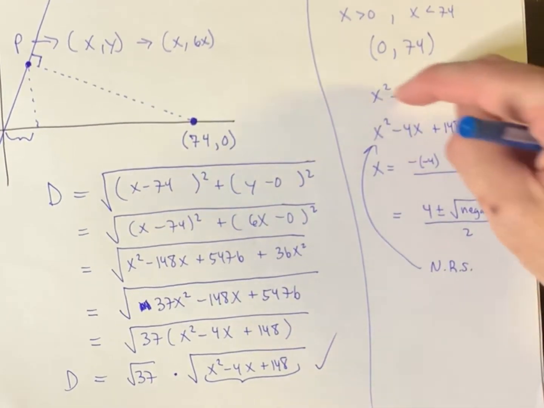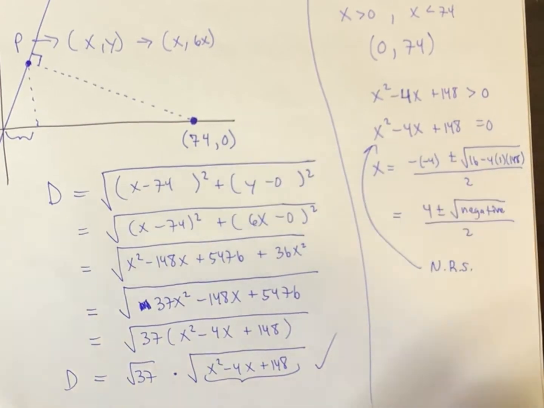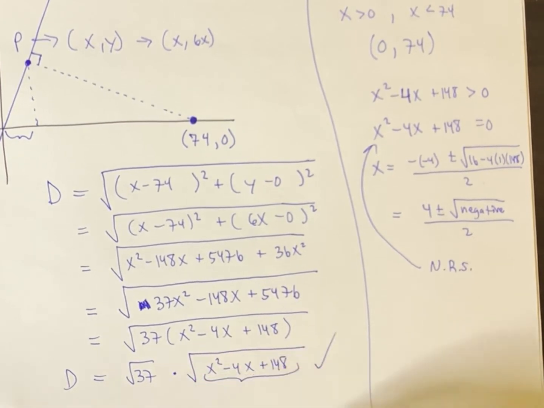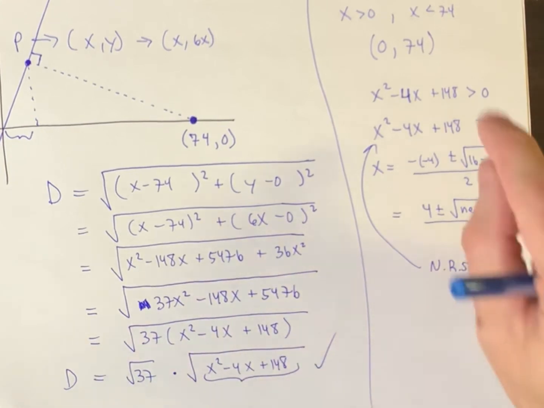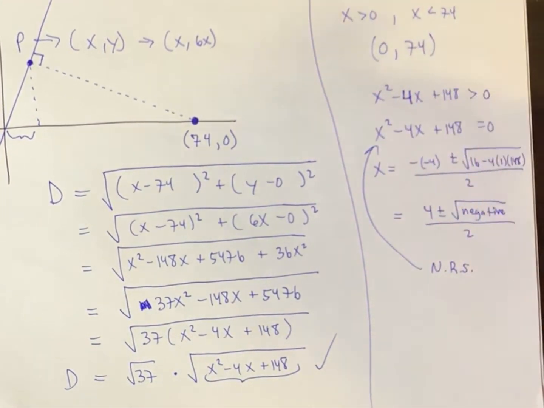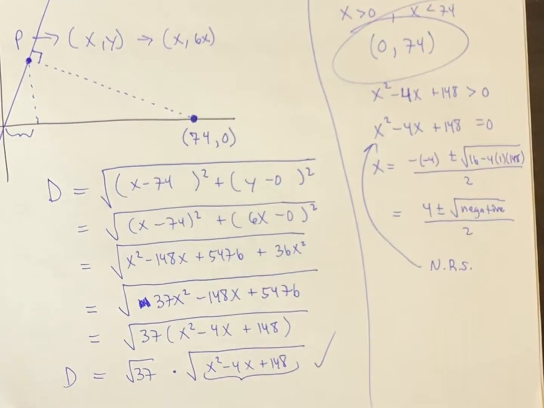In this case, this is always going to be positive. So what I'm saying is that there is no value of x in here that is forbidden. X can be anything in here. It's going to work out as long as it's between 0 and 74. So our interval of interest, x has to be something between 0 and 74.